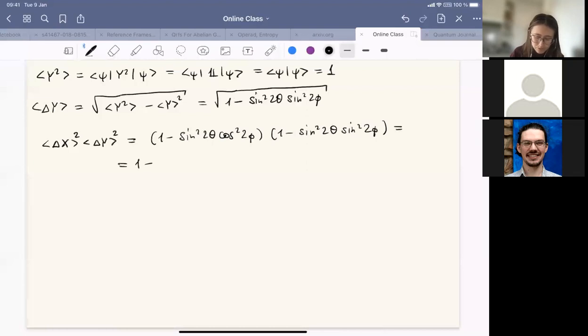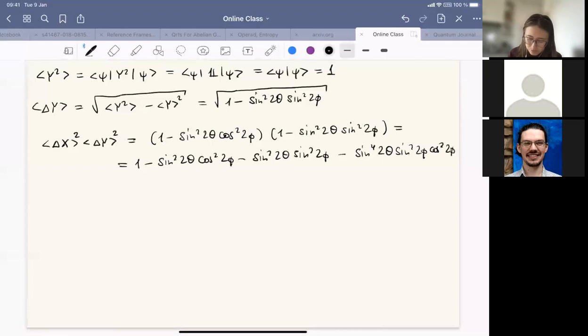Okay, then this is 1 minus sine squared 2 theta cosine squared 2 phi minus sine squared 2 theta sine squared 2 phi plus sine to the fourth 2 theta sine squared 2 phi cosine squared 2 phi. Sorry, the plus here. Okay. So this term plus this term would give us just sine squared 2 theta, because cosine squared 2 phi plus sine squared 2 phi would give us 1. And then 1 minus sine squared 2 theta would give us cosine squared 2 theta. So basically, this would be cosine squared 2 theta plus sine to the 4 2 theta sine squared 2 phi cosine squared 2 phi.